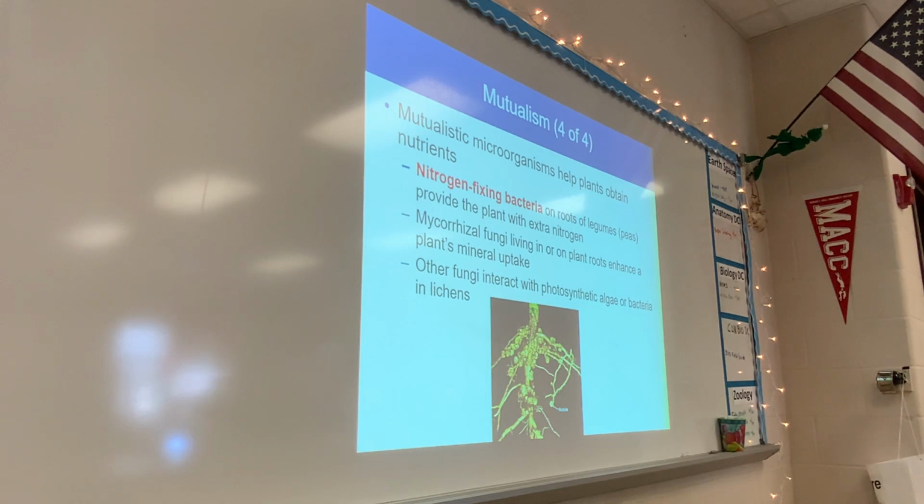We can breathe in the nitrogen all we want, but it doesn't do us any good, and it doesn't do the plants any good either. But this bacteria, found in little nodules on the plant, turns it into a useful type of nitrogen. Without that bacteria, these plants would not be able to use the nitrogen at all. So it's another type of mutualism. Bacteria get protection, plants get nitrogen.